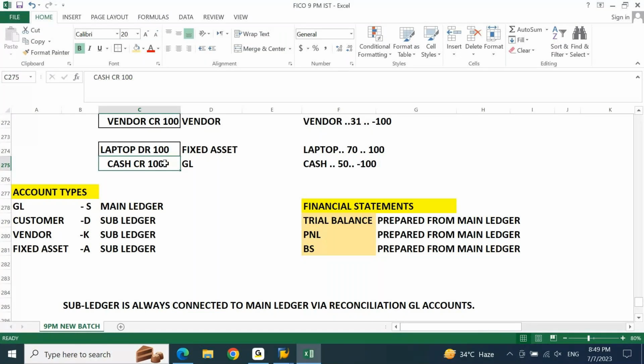All right, clear, right? Whatever we have discussed, the GL account type, main ledger, sub ledger, your financial statements are prepared from the main ledger alone. Clear.